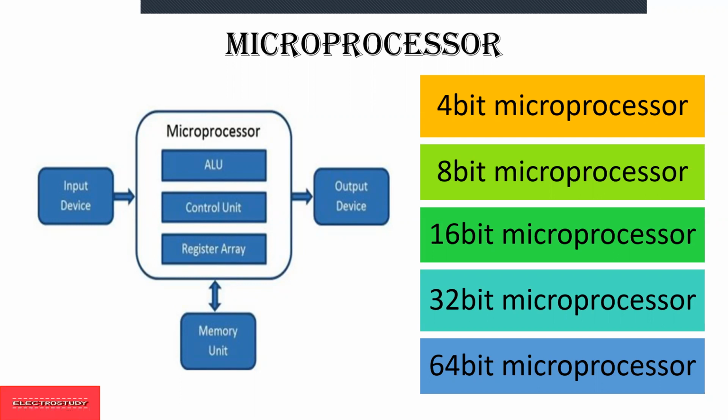Based on the ALU performance, control unit, and register array, there were generations of microprocessors. That is 4-bit, 8-bit, 16-bit, 32-bit, and 64-bit microprocessors. So these are the generations of microprocessors that you can see. It started with the 4-bit microprocessor, and based on its capability, it has ended up with the 64-bit microprocessor.